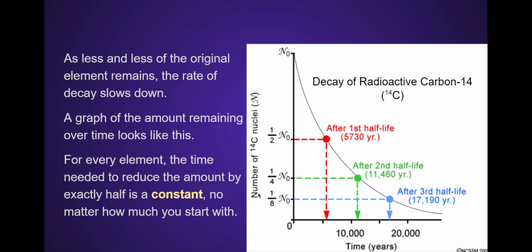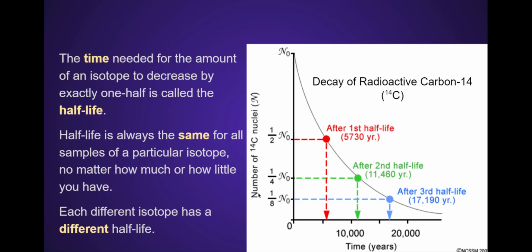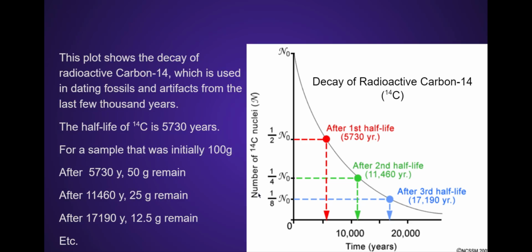A little bit intimidating at first, except we're fortunate that for every element, the time needed to reduce the amount by exactly half is a constant, no matter how much you start with. So the time needed for the amount of an isotope to decrease by exactly 1/2 is called the half-life. Half-life is always the same for samples of a particular isotope, no matter how much or how little you have. Each different isotope has a different half-life.